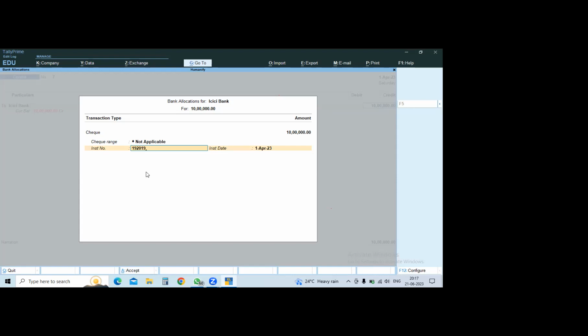Okay, ma'am. Contra entry is only depositing and receiving. Whatever checks you are getting, you are depositing there. And who has given that check, those entries you will take under the receipt. That is why we entered the receipts yesterday, because the record of who has given that check should be there.